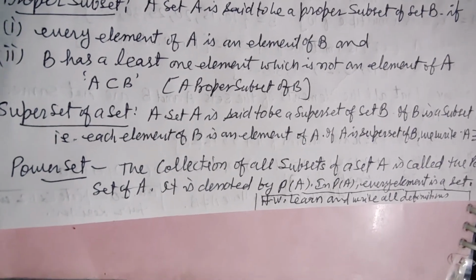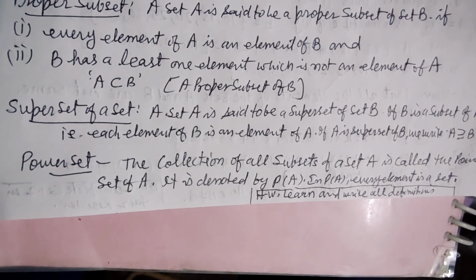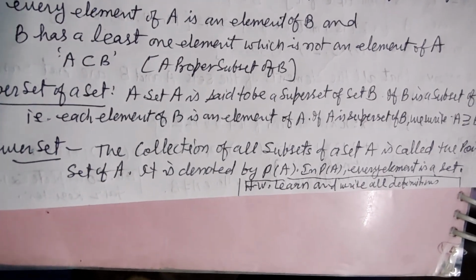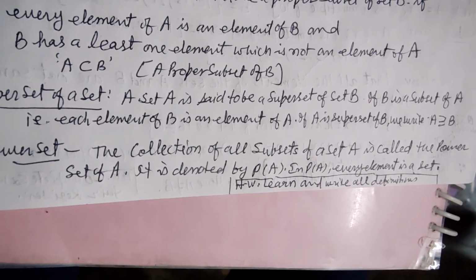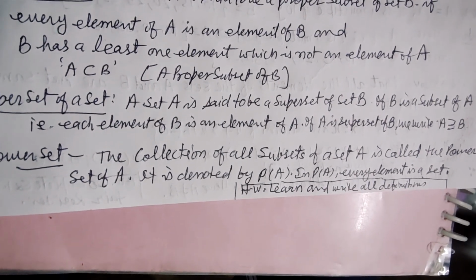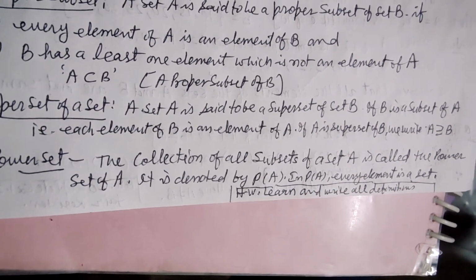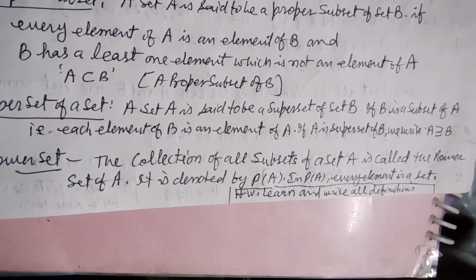Power set. The collection of all subsets of a set A is called the power set of A. It is denoted by P(A). In P(A), every element is a set. Clear all of you?